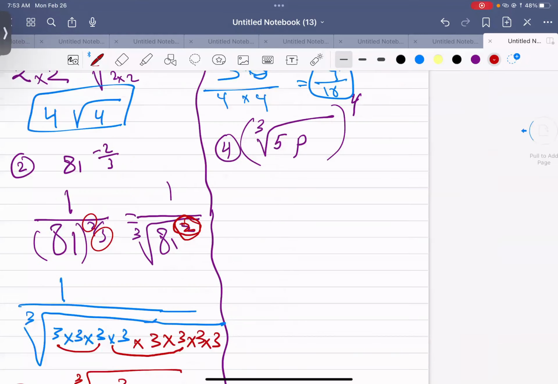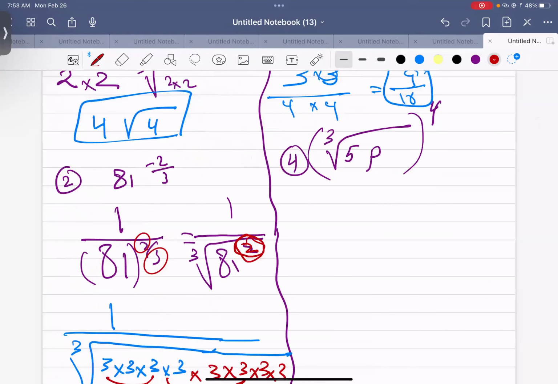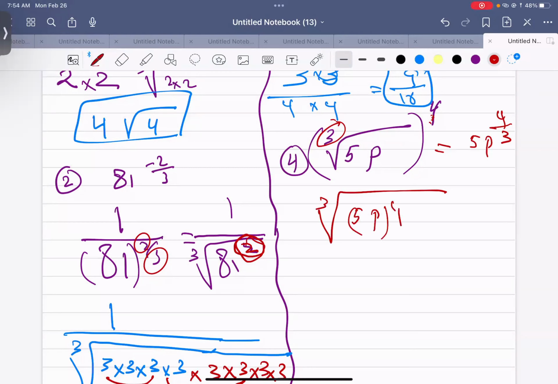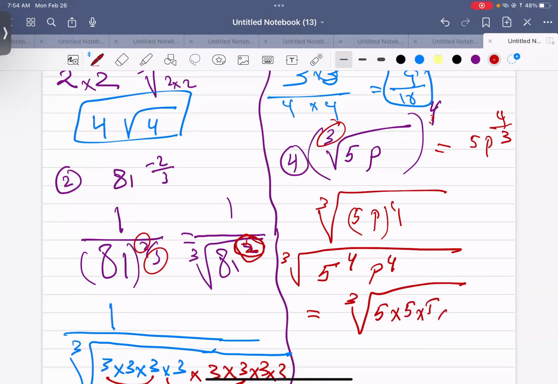The last one. How about this? What do we do here? Well, if I change it to an exponent, because I have this 4 outside of the radical, that is the same as 5p to the power of 4 divided by 3. The 3 is the degree, which always goes to the denominator, which is the same as the cube root of 5p to the 4th power. That equals the cube root of 5 to the 4th, p to the 4th, which is equal to the cube root of 5 times 5 times 5 times 5.